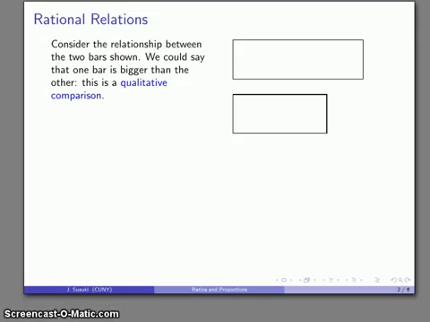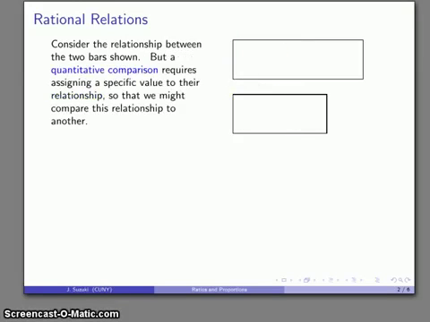It refers to a quality that the one bar has relative to the other, the quality of being bigger or the quality of being smaller. However, a quantitative comparison requires that we assign a specific value to the relationship, mostly so that we might be able to compare the relationship that these two have to each other to some other relationship that two other things might have to each other. So the question is, how can we produce a quantifiable relationship between the two objects?